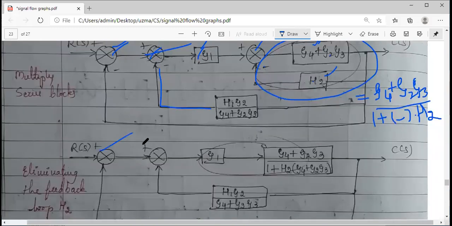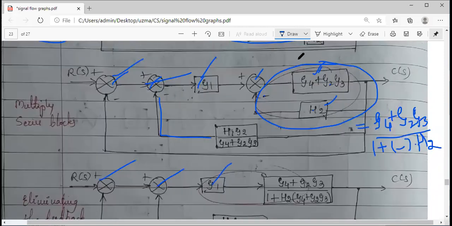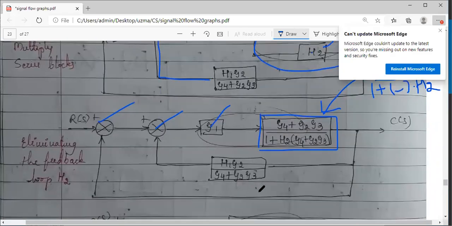Two summing points, G1, till this, draw as it is. This will be eliminated now. This summing point will be removed because it is coming under this feedback. So removing this, you have to replace it with one single block with this. Then further, all remaining terms as it is.